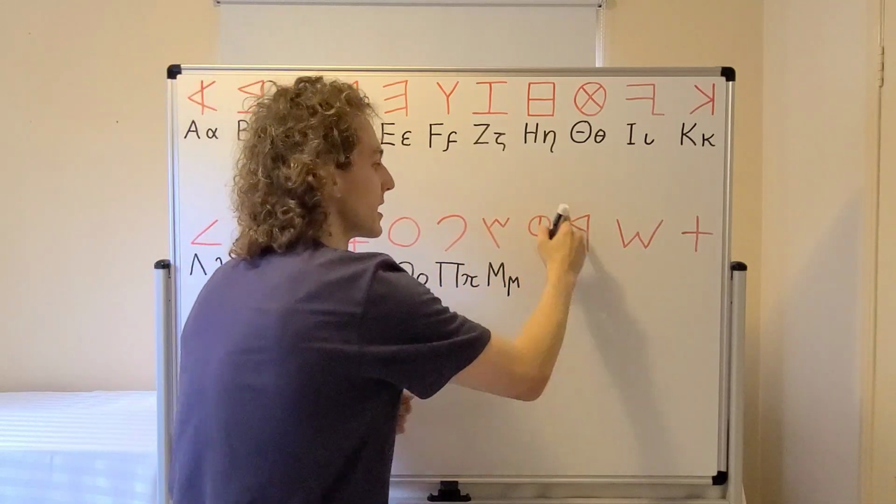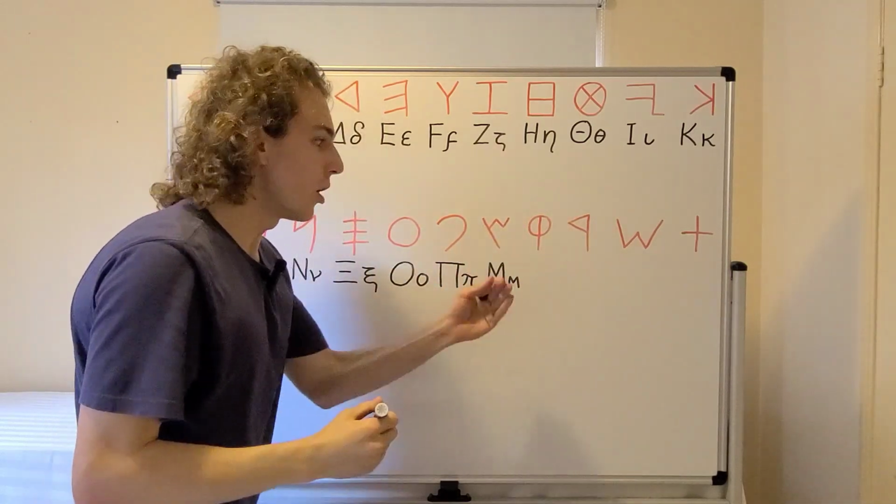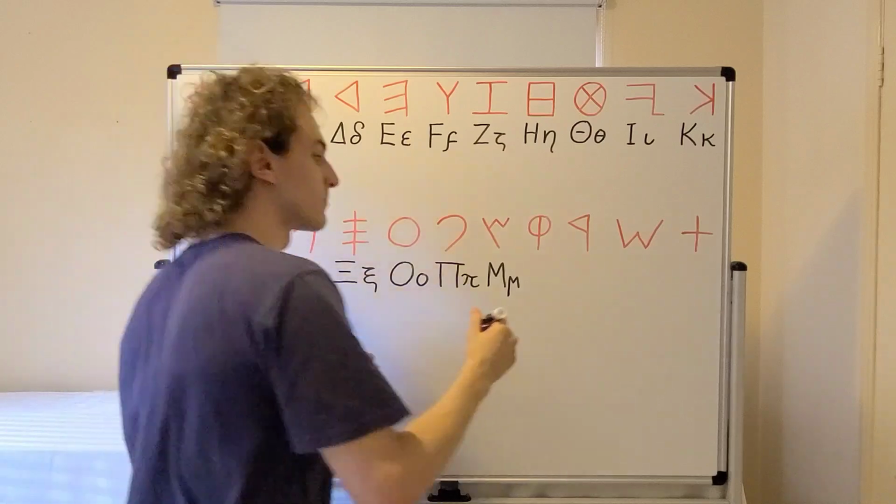The next Phoenician letter is Qof. Qof corresponds to the Greek koppa.